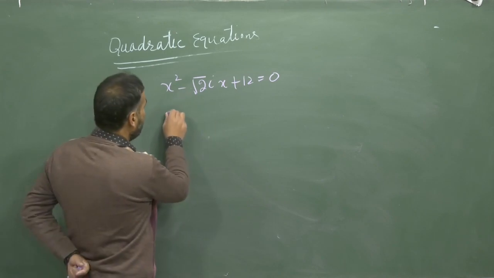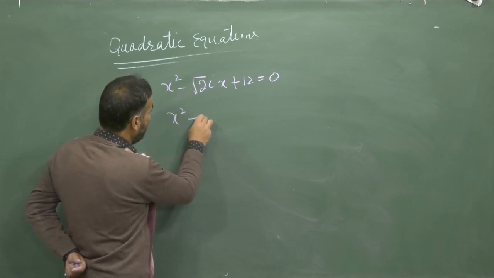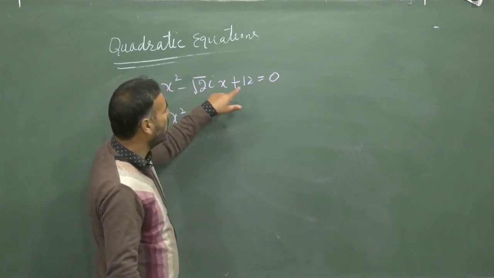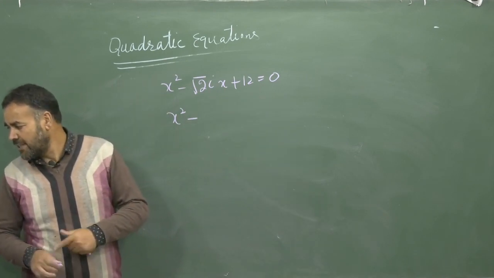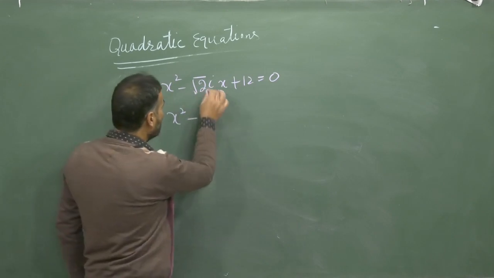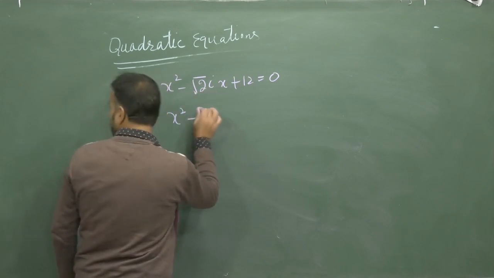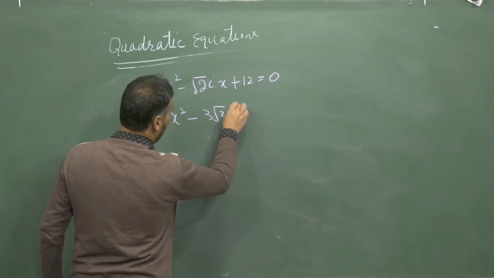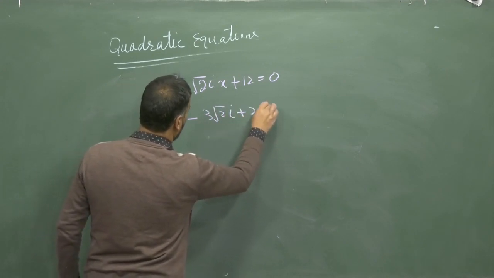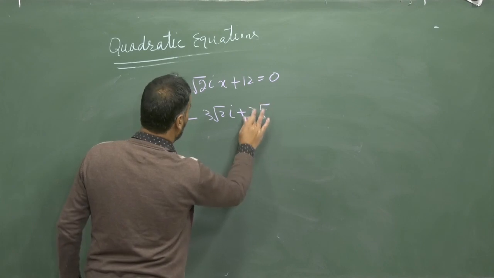Can we say it is x square minus root 2 iota into x plus 12. This 12 we can change it, minus root 2 iota, we can write it as minus 3 root 2 iota plus 2 root 2 iota, or 1 root 2 iota.